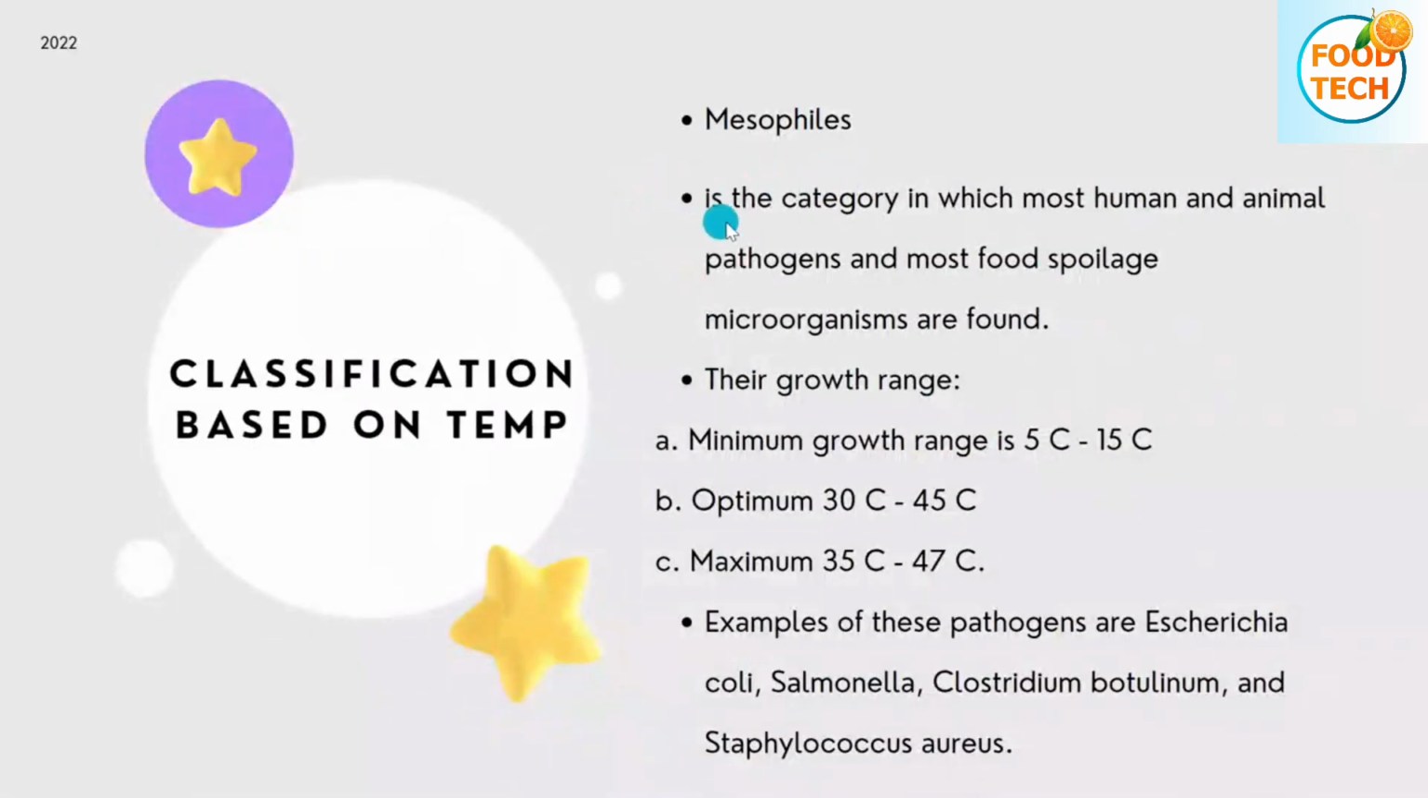Mesophiles. It's the category in which most human and animal pathogens and food spoilage microorganisms are found. So mesophiles are the majority of the microorganisms that you find in food. We read about these microbes: E. coli, Salmonella, Clostridium, Staphylococcus. I gave you a chart, you remember we discussed yesterday. All these microbes fall in the mesophilic category.